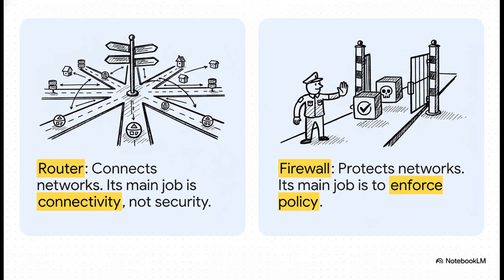Now, it's super easy to get routers and firewalls confused, but their jobs are fundamentally different. A router's main goal in life is connectivity. It just wants to get your packet to its destination as fast as possible. A firewall's job? That's policy enforcement. It's the security checkpoint, asking, hey, are you on the list? Are you actually allowed to go there? So one connects, the other protects.